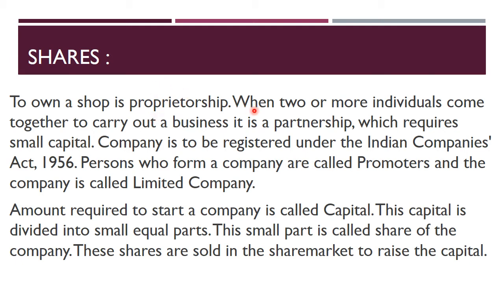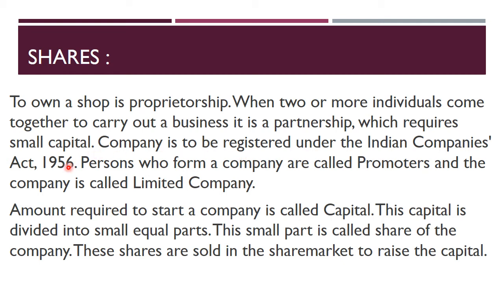Now when two or more individuals come together to carry out a business, it's a partnership. Okay, at times to start a business, 2 or 3 people come together because one person might not have enough funds or enough sources to start a business. So 2 or 3 people might come together and they can start a business in partnership. Okay, they are called partners in the business. Now, this requires small capital. Capital means the amount of money which is required to start a business. Now a company is to be registered under the Indian Companies Act 1956.